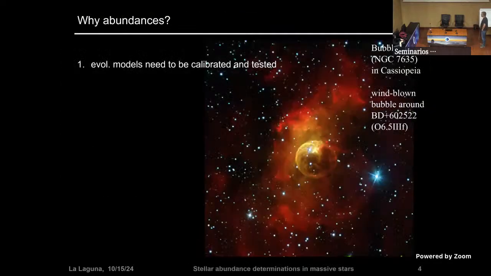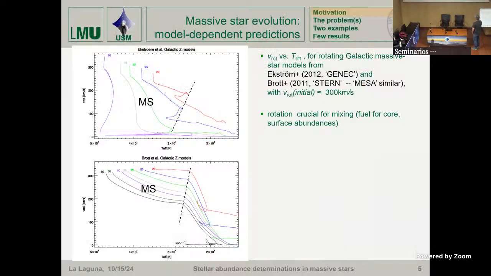So why do I speak in this talk about abundances? Of course, we can model the evolution of massive stars. But if somebody tells you the evolution of stars in general is a well understood topic, that's completely wrong for the massive stars. I will give you a couple of examples during the talk. So at least we need to calibrate and test the models. Why is it so?